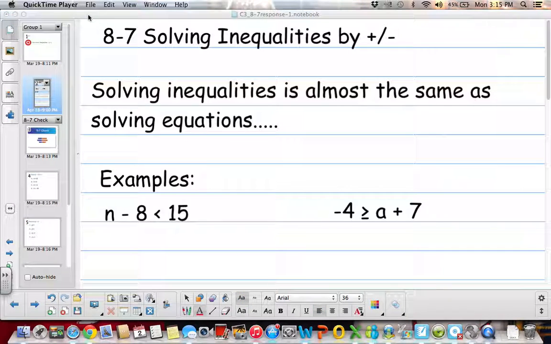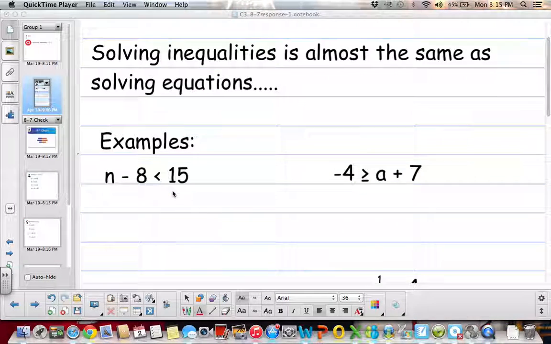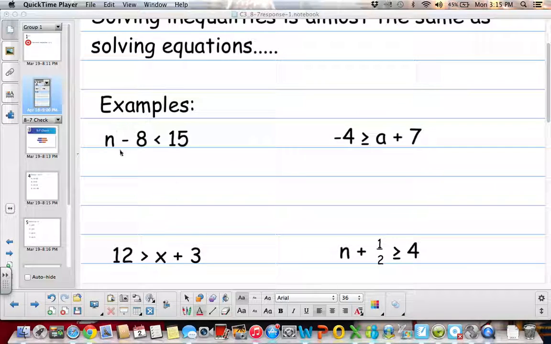Solving inequalities is very similar to solving equations, especially when we are adding and subtracting. So if you look at this inequality, n minus 8 is less than 15, if we had an equal sign here, we would know that this would be a one-step equation. We need to get our variable alone and solve for the variable. So we're going to do almost the exact same thing for solving with an inequality.